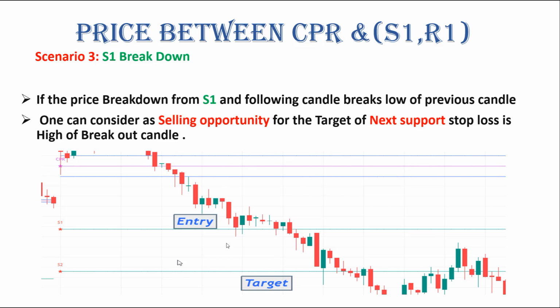So if you are getting any red candle below S1, that is, any breakdown from S1, we can consider it an entry for the short trade. We can look for a PE trade. What will be the target? We can place the target at support 2, that is S2. Stop loss: if any green candle is closing above S1, we can keep it as a stop loss if you are entering into the short trade. So this is scenario number 3, that is S1 breakdown.